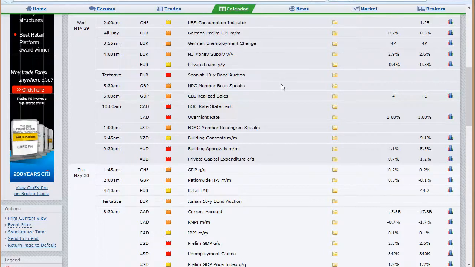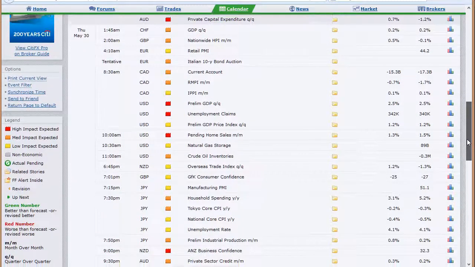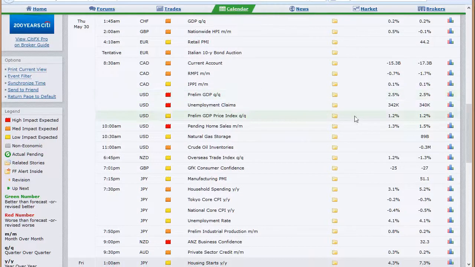That takes us into Wednesday: Switzerland's UBS consumption indicator, preliminary CPI and unemployment out of Germany, private loans and M3 money supply out of Europe, Spanish 10-year bond auction. We've got CB realized sales out of the UK. We've got a rate announcement out of the Bank of Canada. In the US, we've got a speech from a Fed member. We've got New Zealand's building consents and Australia's building approvals. Same thing, said differently, I suppose. That's Wednesday evening here in the US.